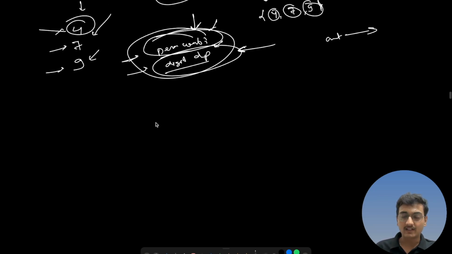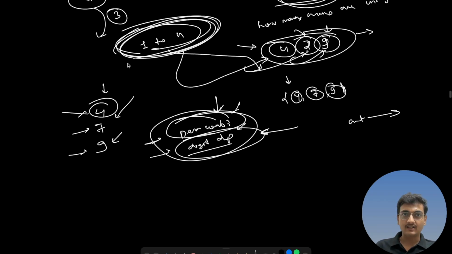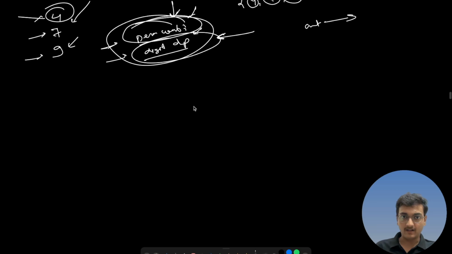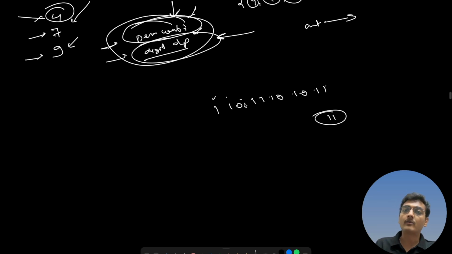I know how many combinations I have. Let's say my number is this 4799, that big number, and let's say its representation is something like this. How many bits do I have? 1, 2, 3, 4, 5, 6, 7, 8, 9, 10, 11. Let's say 11. So I will be trying out all combinations.